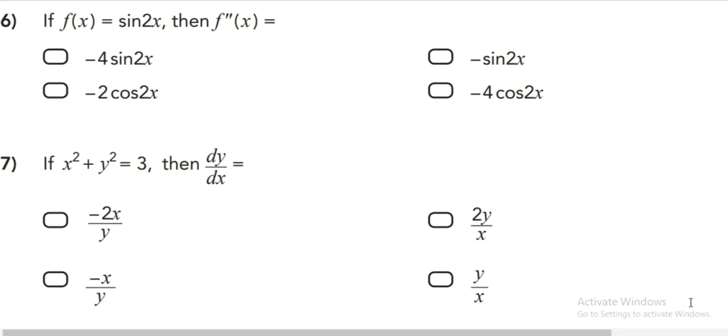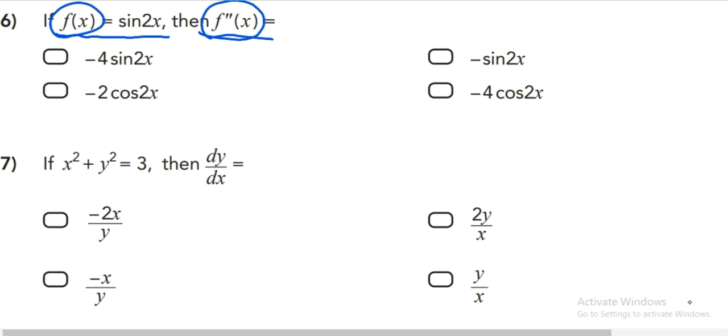Question 6. If f of x equals sine 2x, then f double dash x equals what? Here we have this function, which is a trigonometric function, and we want to find f double dash, which is the second derivative of this function. Here we have to pay attention to what he gives and what he asks. Here he asks to find the second derivative.